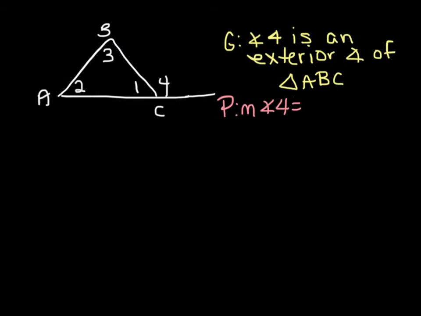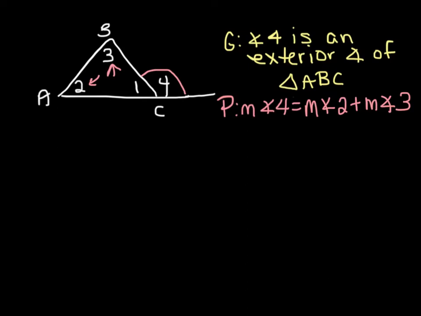So the first thing we have to talk about before we can prove anything is what a remote interior angle is. If you think about remote, it means far away. So if we're talking about angle 4, the angles that are far away from it are angle 3 and angle 2. So the triangle exterior angle theorem says that the measure of angle 4 is equal to the sum of the measure of angle 2 and the measure of angle 3.